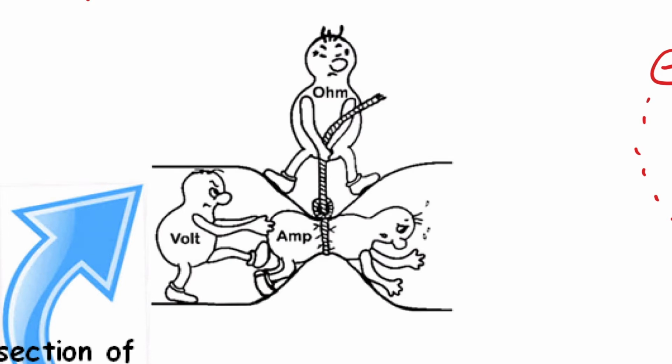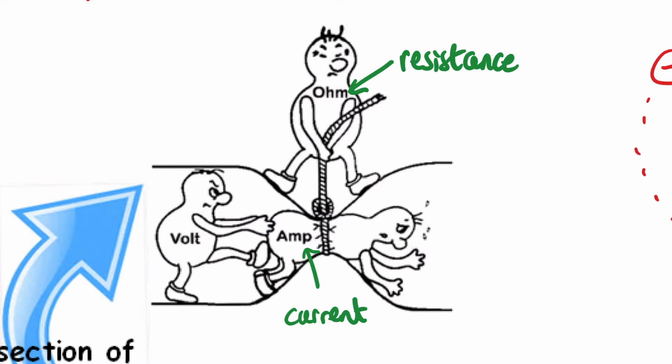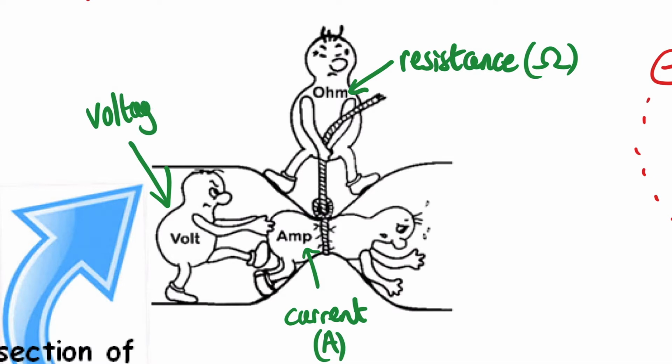The only difference is that you'll notice they've got the unit there for current, amps. The unit there for resistance, we haven't met that yet, which is ohms. And by the way, the symbol we use for amps is capital A. The symbol we use for resistance is a Greek letter, omega. And the symbol we use for voltage is just capital V.